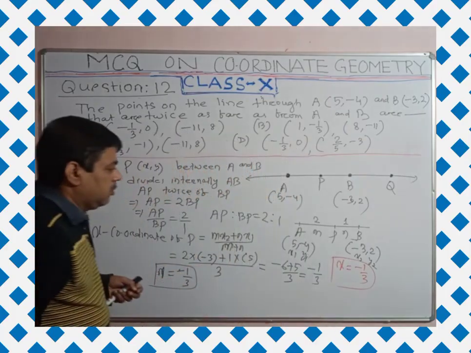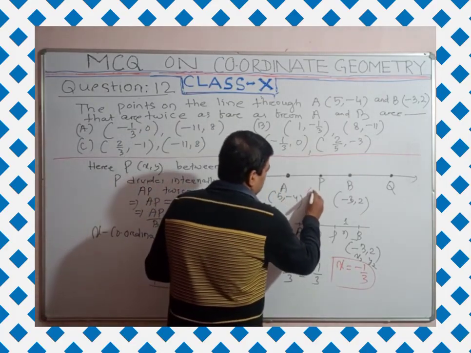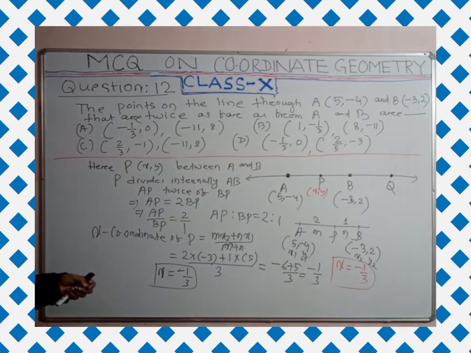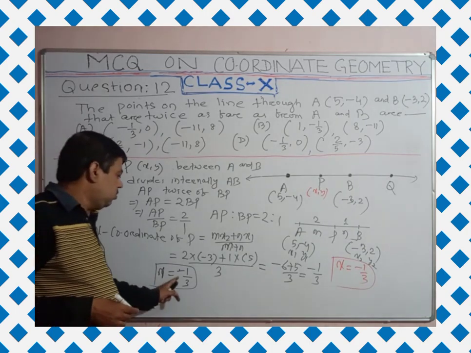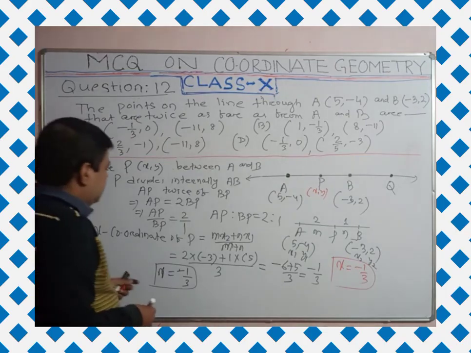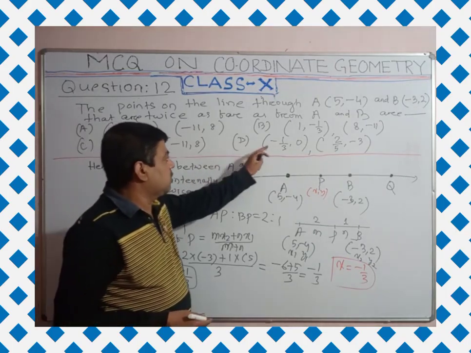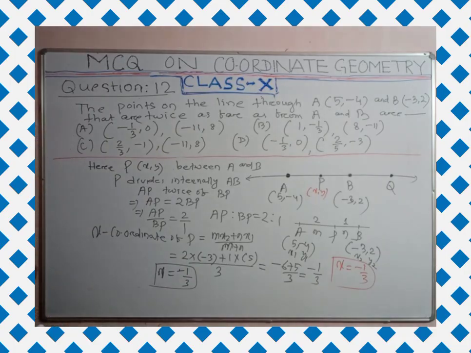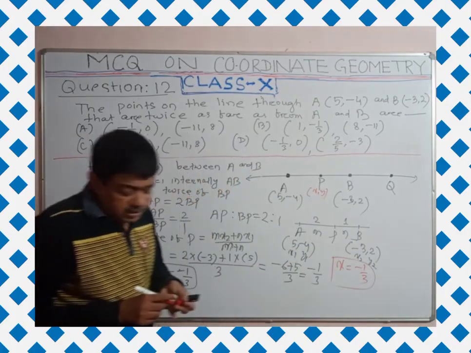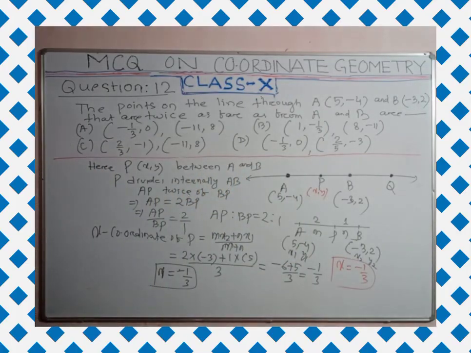Similarly, let's find out the y coordinate of the point P. Understand? This is clear up to this. The x coordinate of the point P is minus 1 by 3. Student, one interesting thing, you see the option. The x coordinate is coming minus 1 by 3. And again you have to find out the y coordinate of point P.